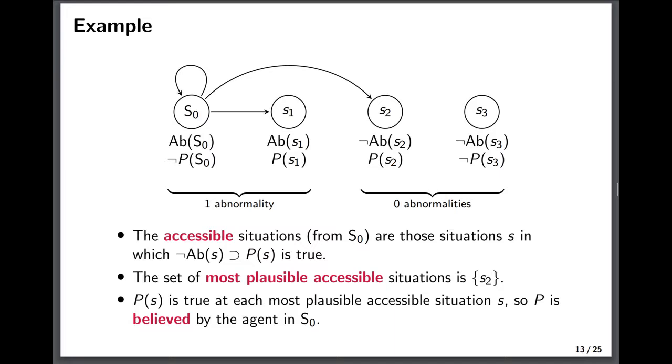And among these accessible situations, it can be seen there is a unique most plausible one, which is S2, because the ab predicate is false there. Fewer abnormalities is more plausible. In general, of course, there may be multiple most plausible accessible situations. And we see that in each most plausible accessible situation, that is S2 in this case, P is true. And therefore, the agent in S0 believes P.